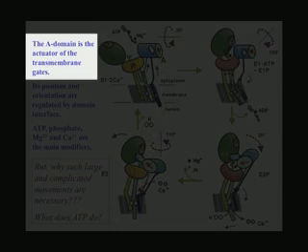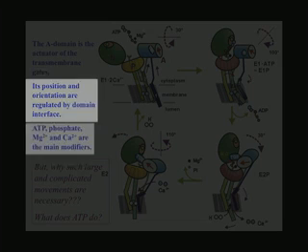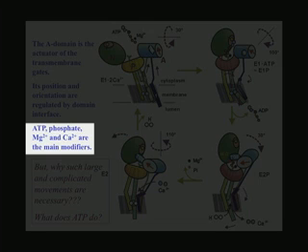So the summary is kind of like this. The A domain is the actuator of the transmembrane gate. Its position and orientation are regulated by domain interface, and it's really the gating mechanism. And ATP, phosphate, magnesium, and calcium are the main modifiers of the interface. But it doesn't tell you why such large and complicated movements are necessary.